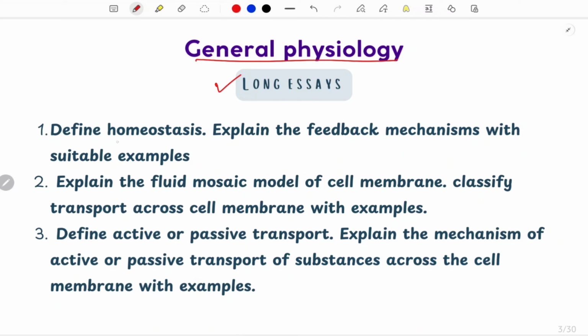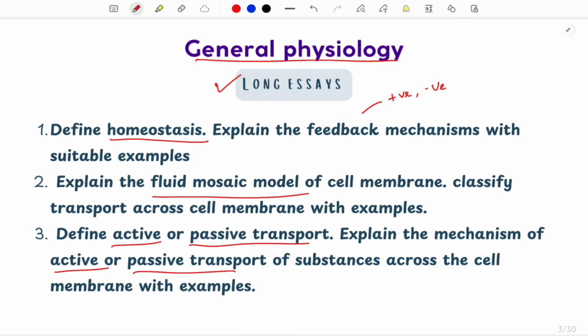The first question is define homeostasis and explain the feedback mechanism with its suitable examples. So we have to give both positive and negative feedback mechanism for this. The next question is explain the fluid mosaic model of cell membrane and classify transport across the cell membrane with examples. The third question is define active or passive transport and explain the mechanism of active or passive transport of substances across the cell membrane with examples.